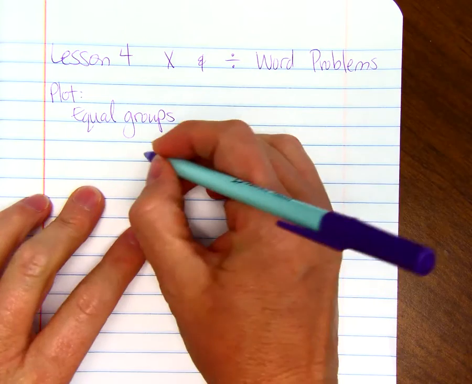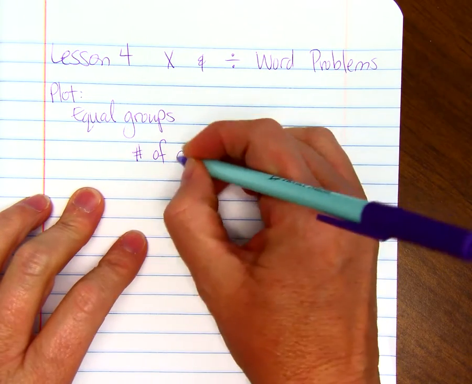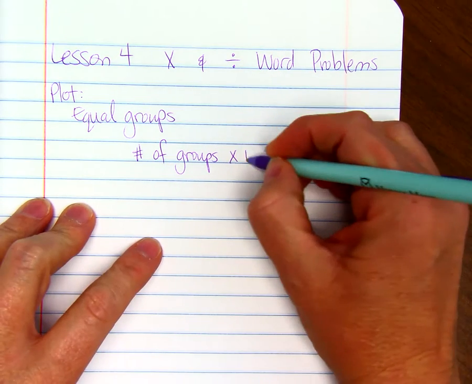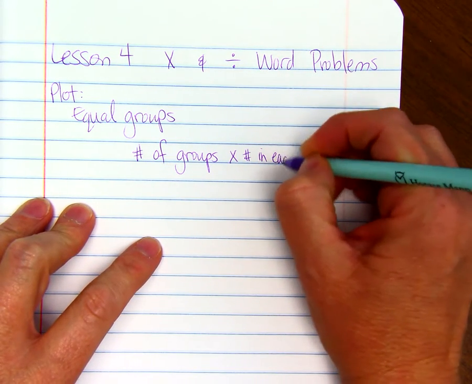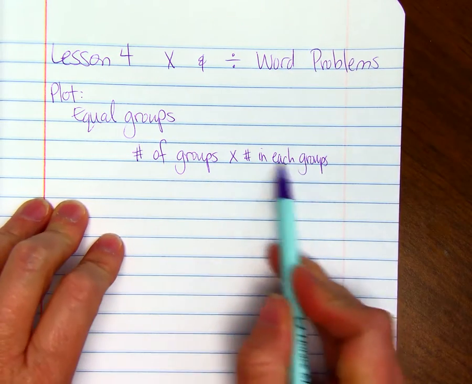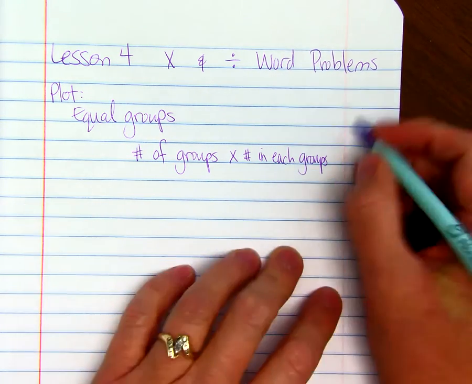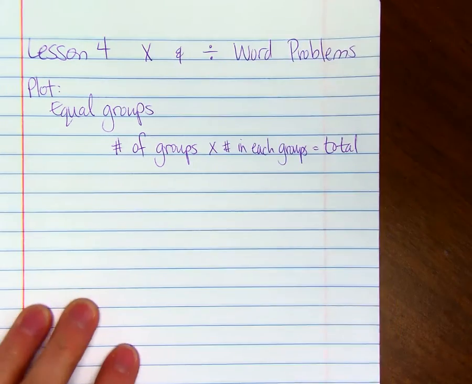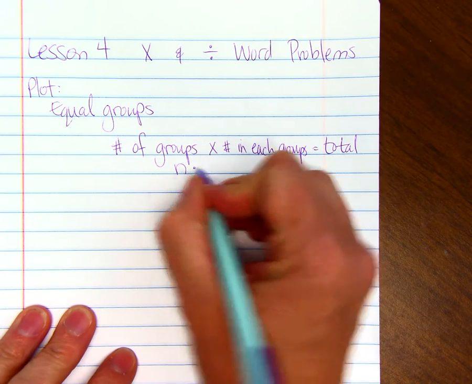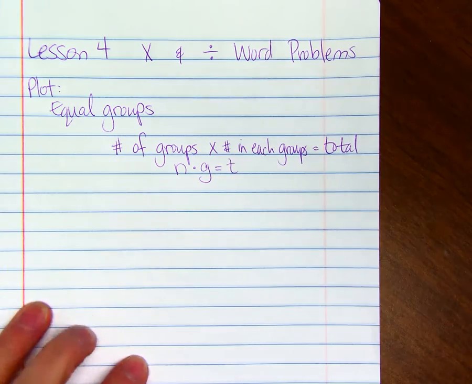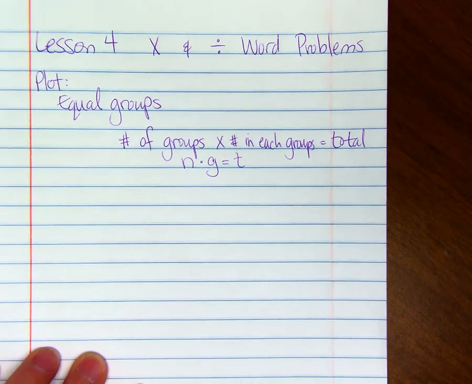So you take the number of groups times the number in each group. So this is like how many rows of chairs times how many chairs were in each row equals the total. And we write n times g equals t. We just kind of use those to help us remember.